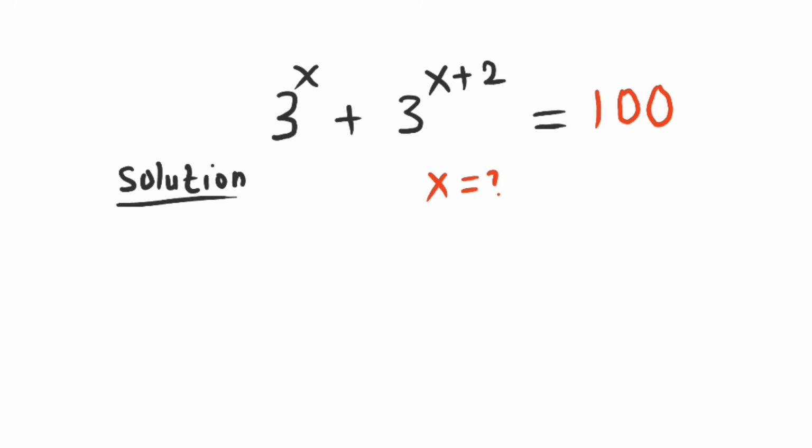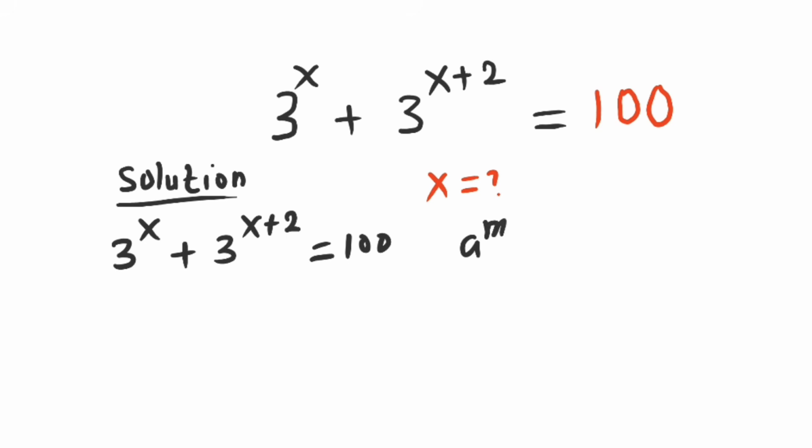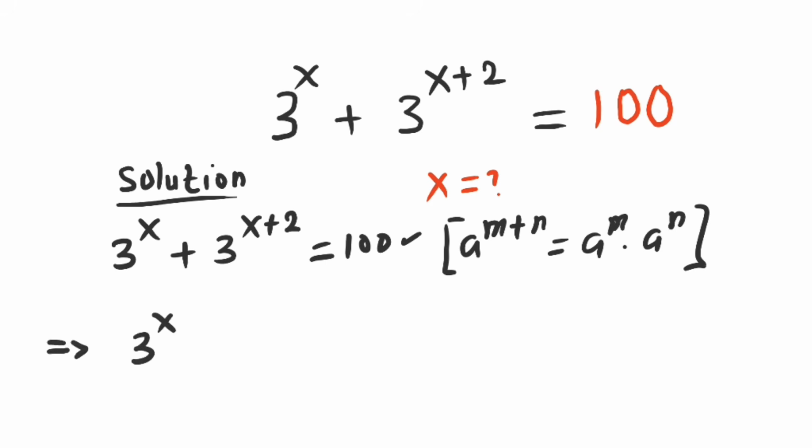We have the given equation 3 raised to power x plus 3 raised to power x plus 2 is equal to 100. Take note of this, that if you have a raised to power m plus n, this is equal to a raised to power m multiplied by a raised to power n. Then this can be written as 3 raised to power x plus 3 raised to power x multiplied by 3 square is equal to 100.